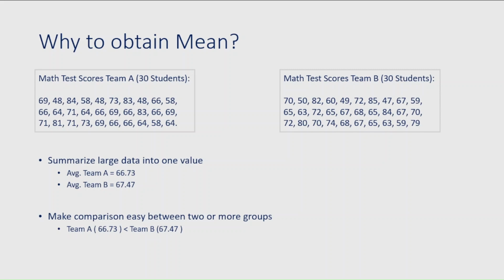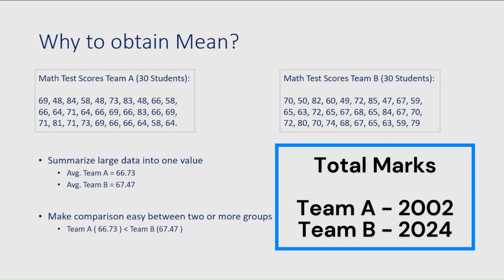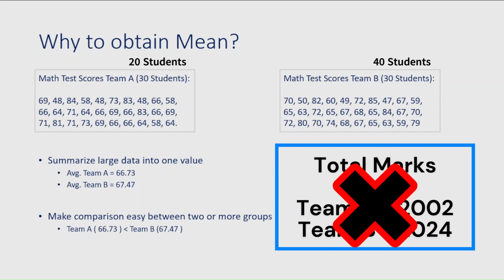Now the question arises, if we look at the total marks 2002 for team A and 2024 of team B, we could easily say that team B performed better. But the thing is, here the value of observations, that is the number of students, is same. In many cases, if the student count is different, that is, team A having 20 students and team B having 40 students, in such cases, analysis from total value will lead to wrongful analysis.